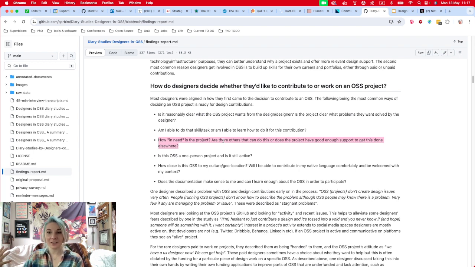Sorry, I lagged for a second there, so I just wanted to wait for the connection to stabilize.